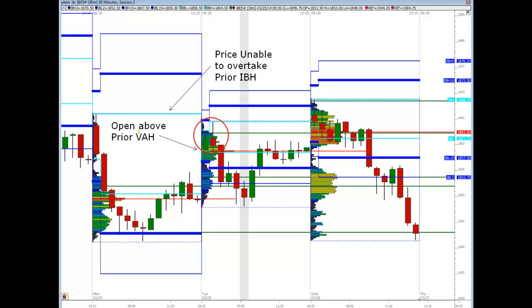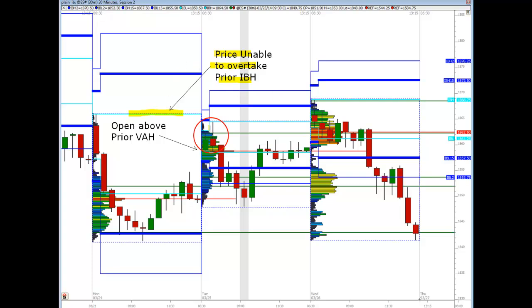Now, when we open above the prior value area high, the reason that we continued to drop and prices continued to fall was that price was also unable to overtake the prior IB high. Notice we're not going to move any higher until we clear each of these key levels, and the IB high from this day is a key level, and we never even reached it. We couldn't clear it. Those are all early signs of price weakness, and they help increase our level of comfort with a short, should we choose to take a short early in the day.